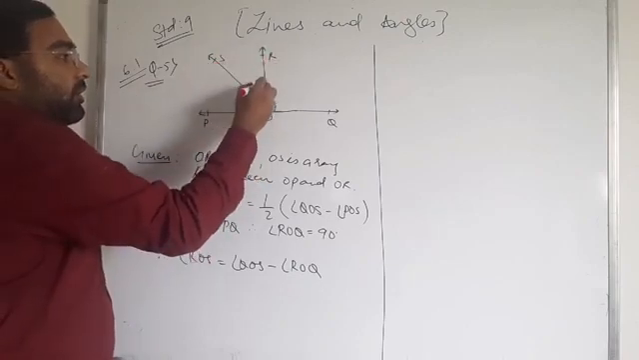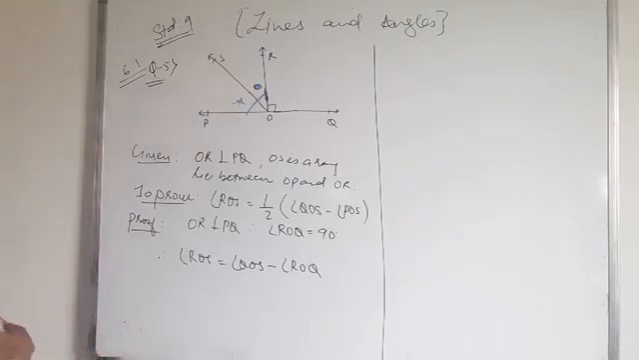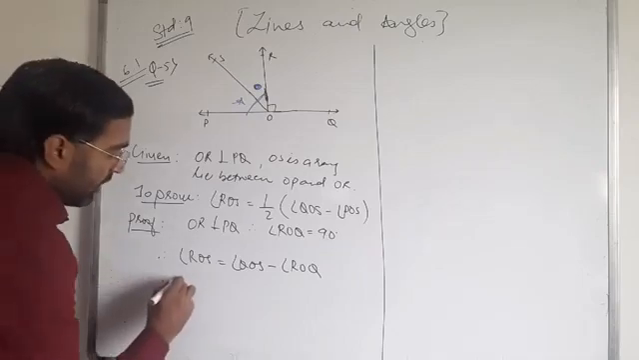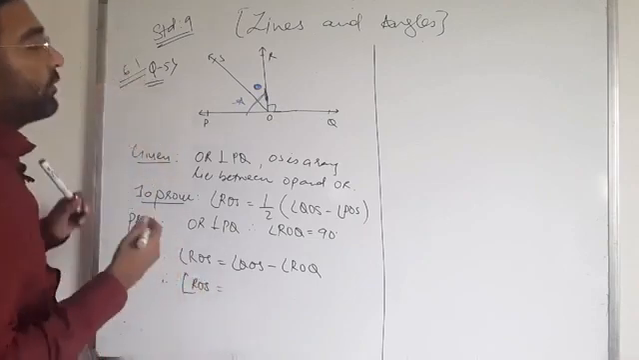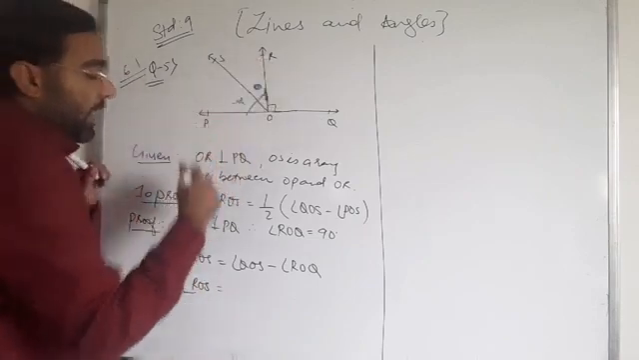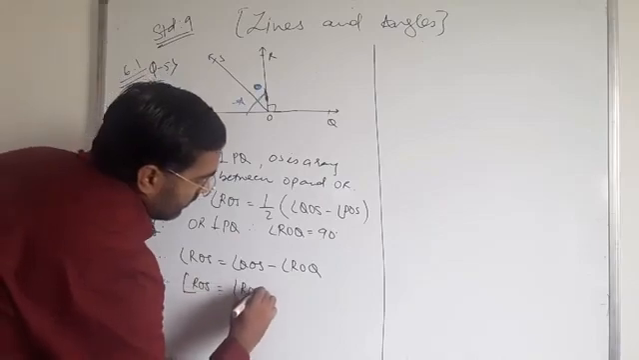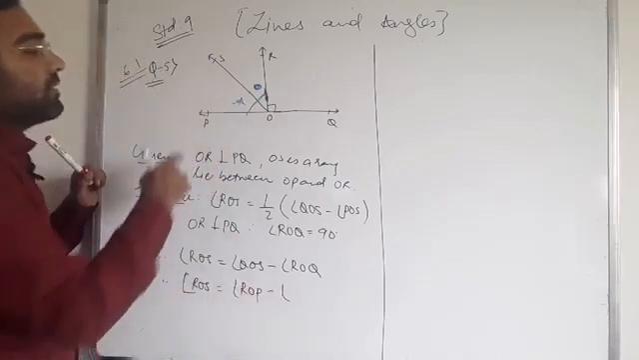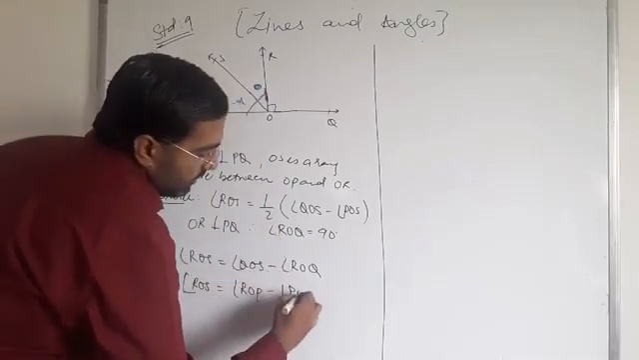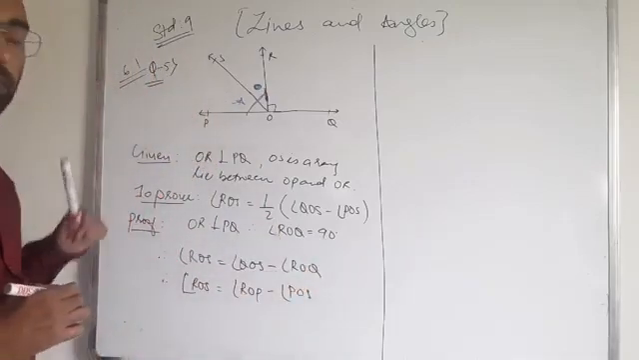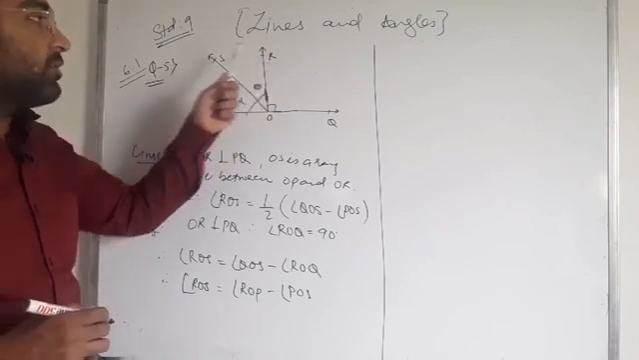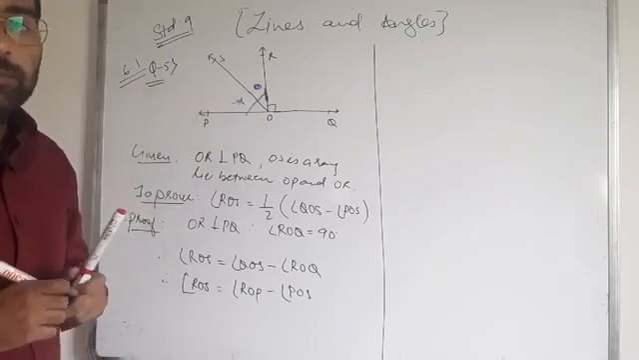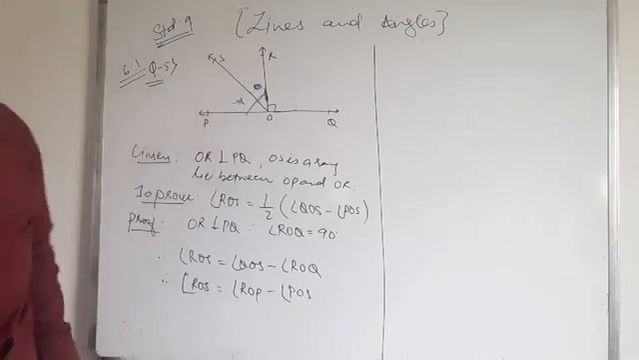Which part do we get? ROS. Okay, so now we also write that angle ROS we get from ROP minus POS. From ROP we subtract POS, so we get ROS. Clear?